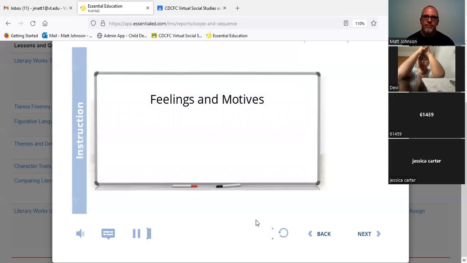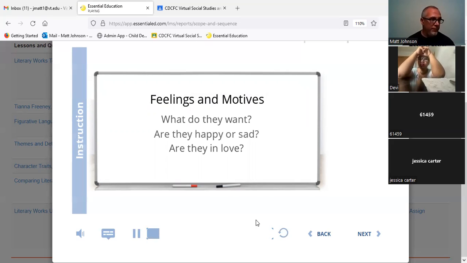Now let's talk about characters' feelings and motivations. What do they want? Are they happy or sad? Are they in love? Why do they do the things they do? You can find out about feelings and motivations the same way as traits. What do the characters do in scenes?